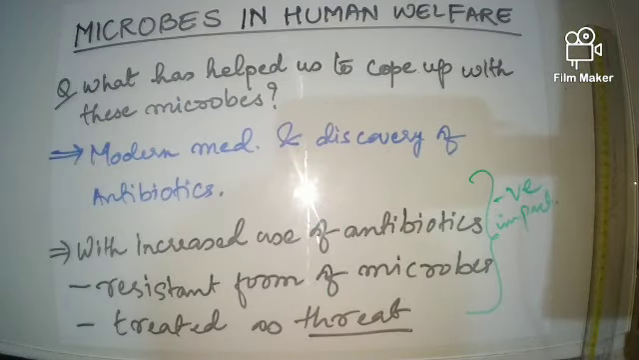So what has helped us to cope with these microbes? With modern medicines and the discovery of antibiotics, the transmission of disease and the survival of these disease-causing agents have been greatly reduced, enabling us to better our chances of survival. Now, even though we have greatly used medicines and depended upon antibiotics to reduce the risk of microbes, there are certain negative impacts of this. With increased use of antibiotics, resistant forms of microbes are also being generated, and so antibiotic resistance should be treated as a threat.